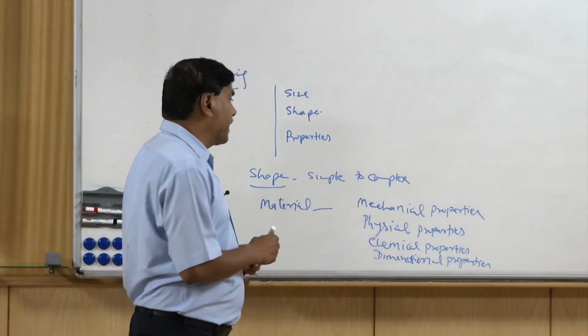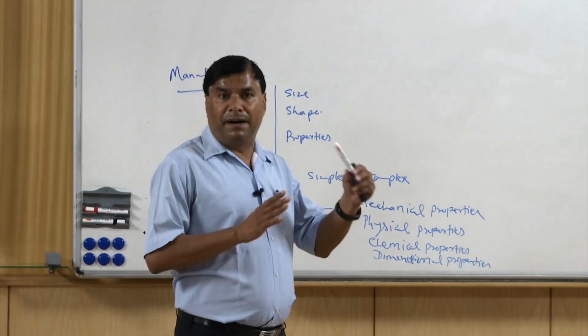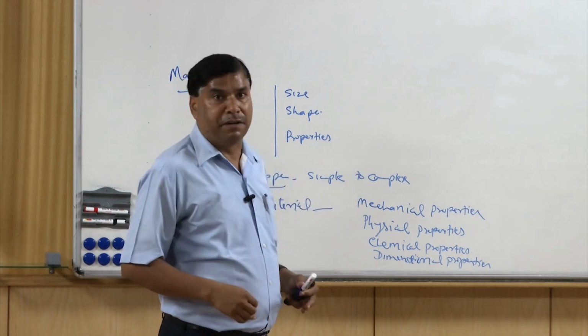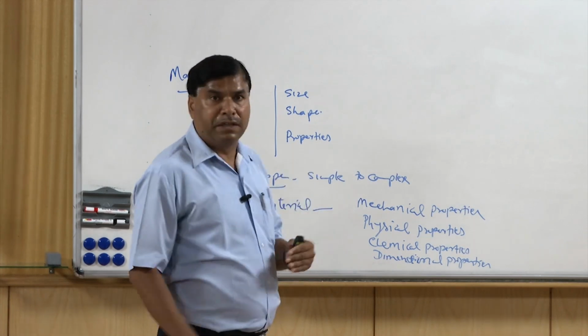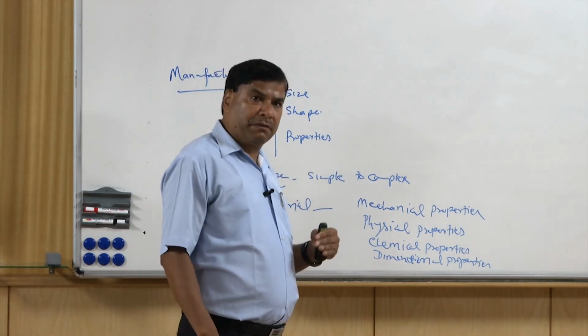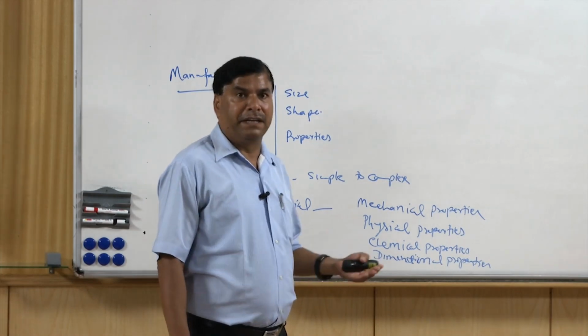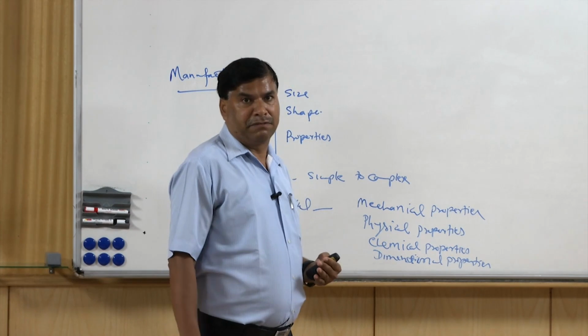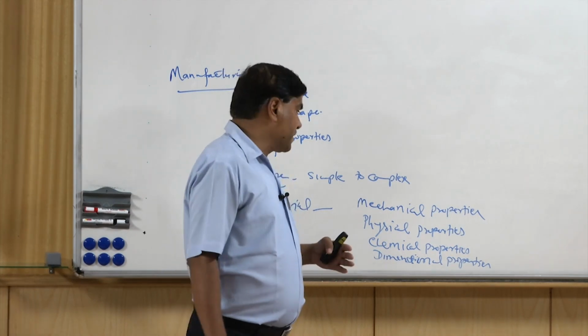For example, for the mechanical properties, if the material is very hard and strong, then the selection of the manufacturing process becomes different than the case when the material is soft and ductile. Similarly, the physical properties, in terms of the thermal expansion coefficient and especially the melting point, significantly affect the selection of the manufacturing processes.